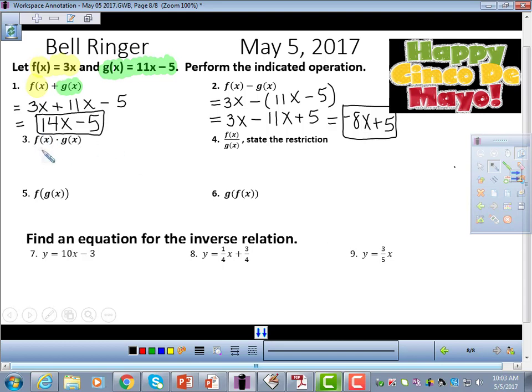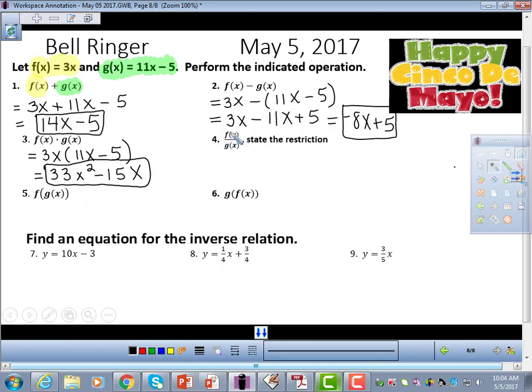All right, f of x times g of x. So we have 3x, and we're going to multiply that by the 11x minus 5. Distribute. We end up with 33x squared. 3 times the negative 5, that's a negative 15x. Can you do that on a test? So we're feeling pretty smart then, right?